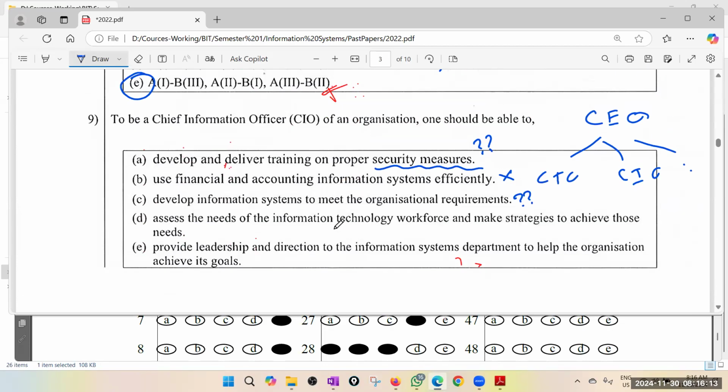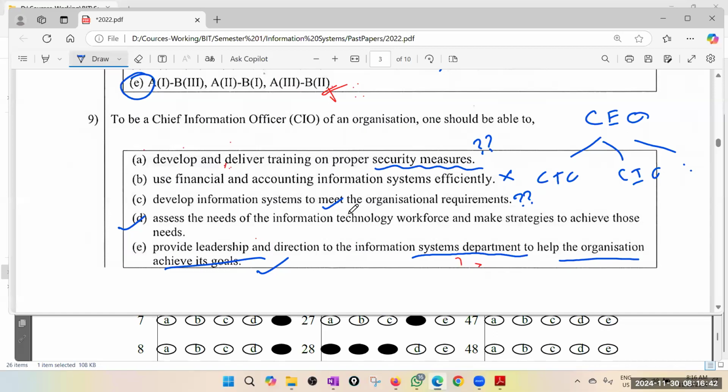Assess the needs of the information technology workforce and make strategies to achieve those needs. So that is definitely the main task of the chief information officer. Provide leadership and direction to the information systems department to help the organization achieve its goals. So actually that is also correct. This is also somewhat related.